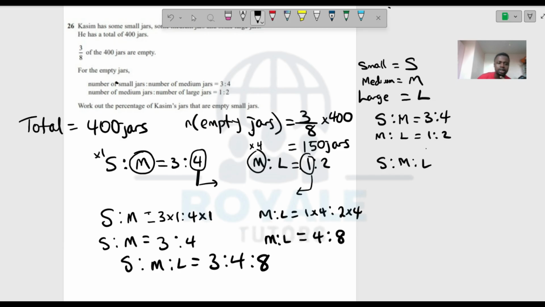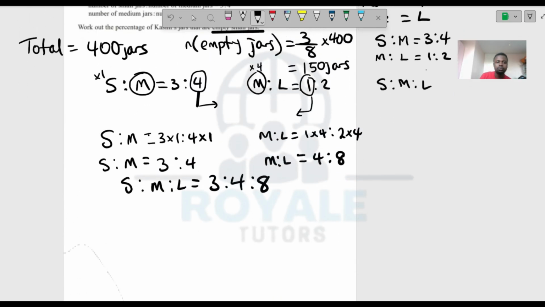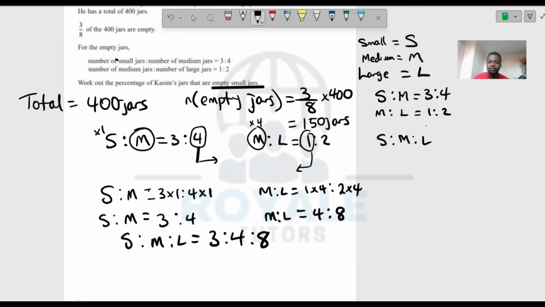Now the question says, work out the percentage of Kazim's jars that are empty small jars. This percentage is based on Kazim's jars, both empty and non-empty, not just the empty ones. So what you need to do now is to find how many of Kazim's jars are empty and small. Look at it here, empty small jars. So you want to find the number of empty small jars. Don't forget we have in total 150 jars that are empty, and they are in this ratio.